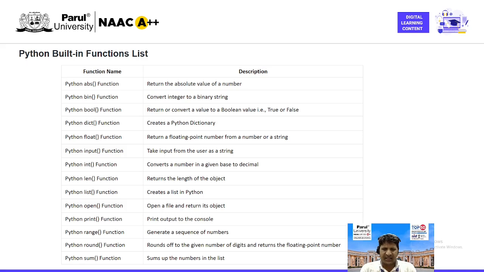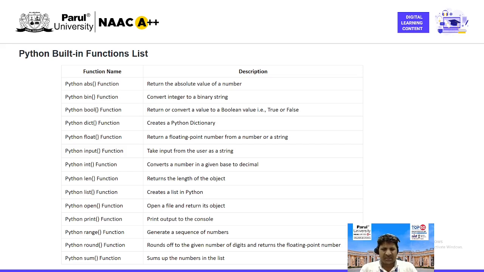List function creates a list in Python. If you want to create a list of some items, you can use the list function. Python open function: if you want to open any file or object stored on your computer, you can use the open function. Print function: if you want to print anything on the output screen or console screen, you can use the print function.